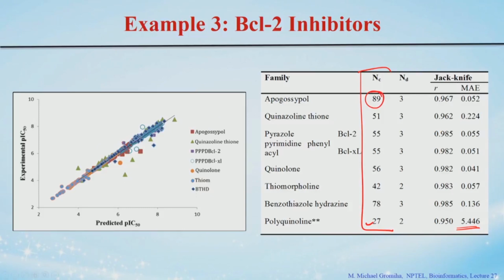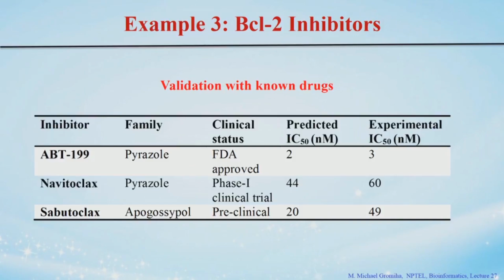Now, if you do this, then you are able to assess the performance of the method, and you can predict new compounds and see whether they could be potential compounds or not. So, we did this with some known drugs. These are some of the FDA approved drugs, this one approved drug ABT 199, and phase 1 clinical trial and preclinical trial compounds from different families, pyrosol family or apocalypal family and so on. These are the different inhibitors.